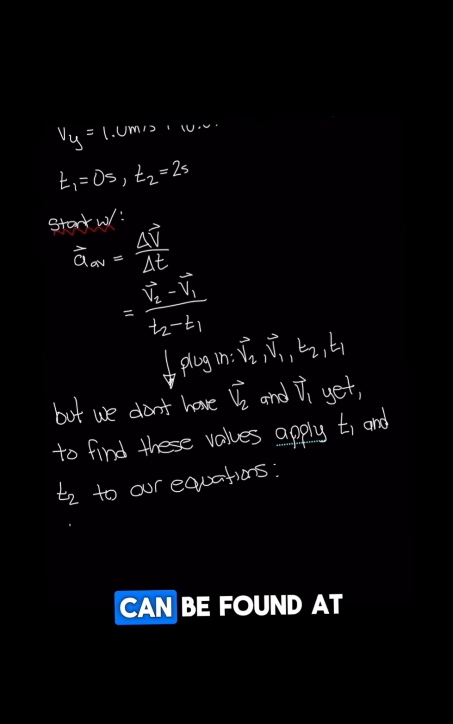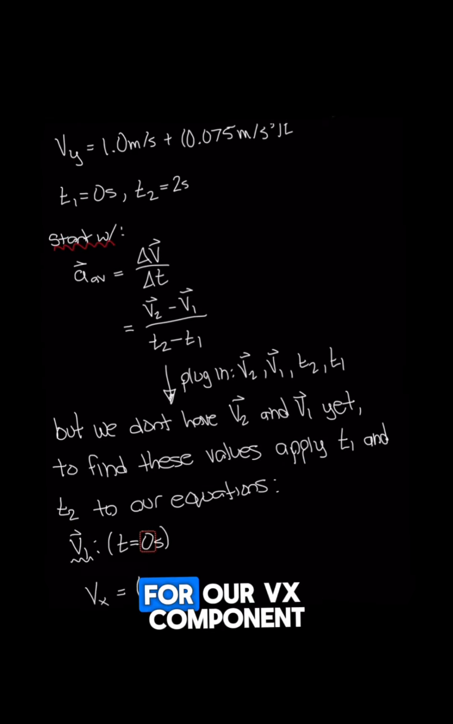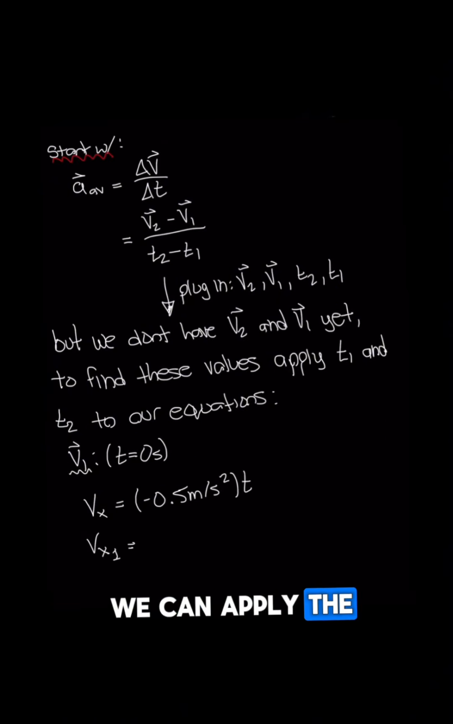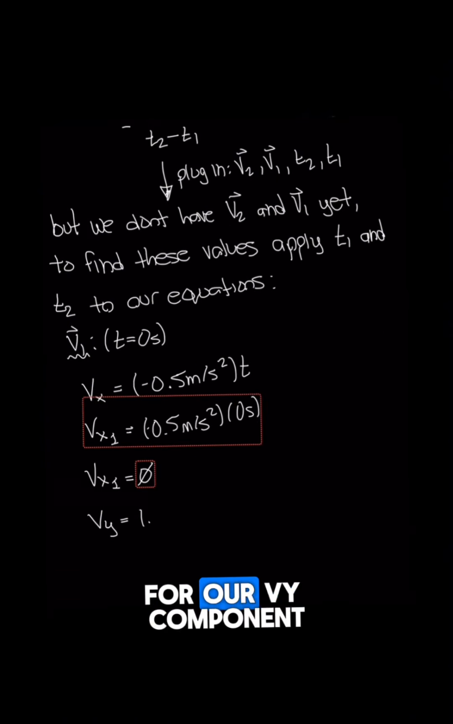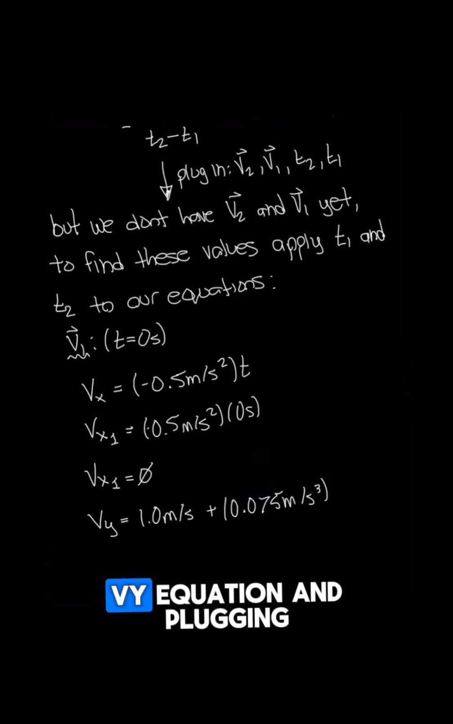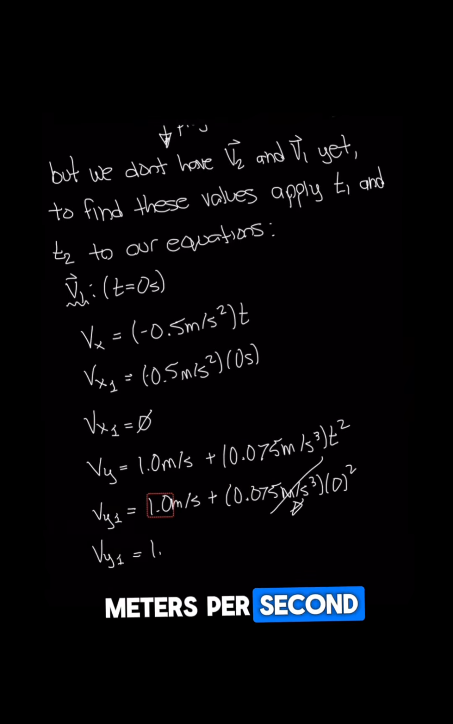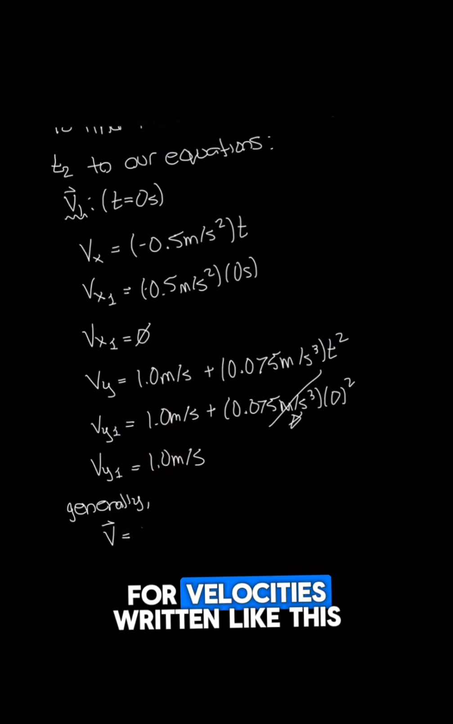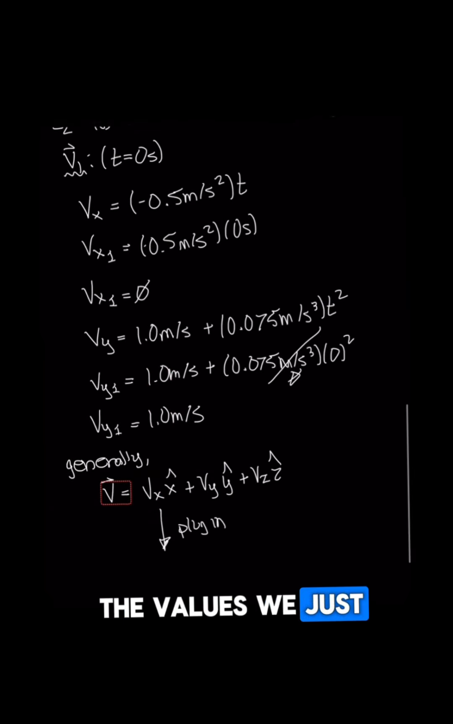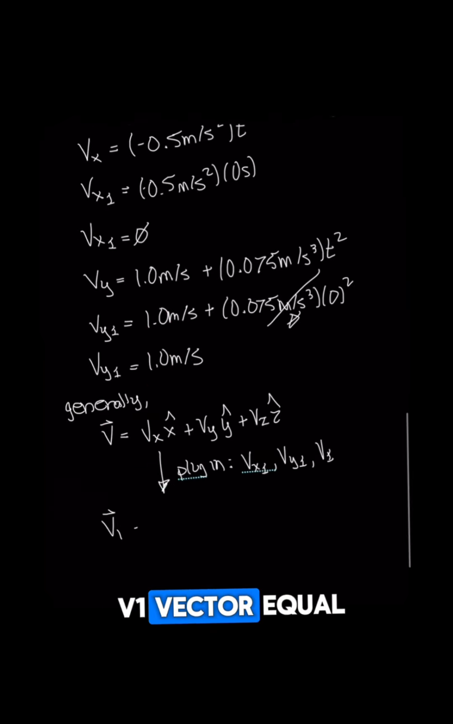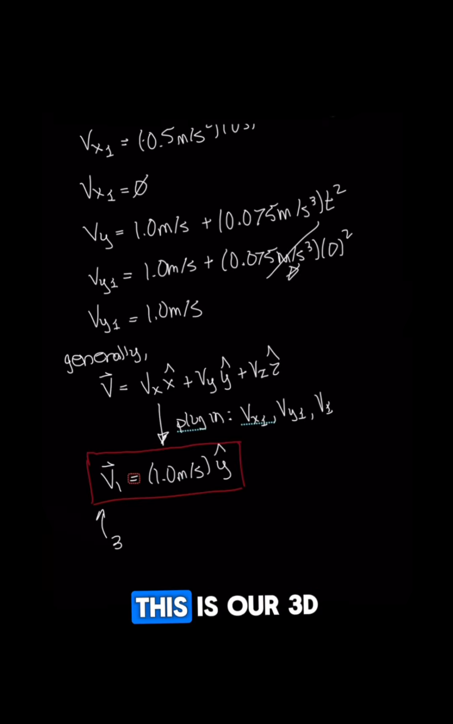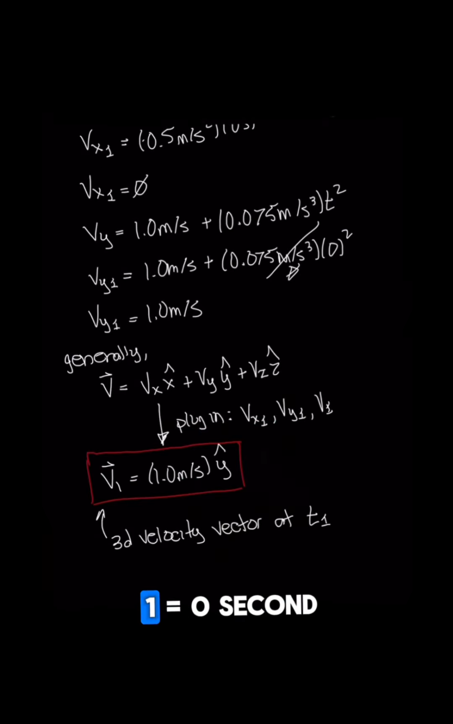So our v1 vector can be found at time equals 0 seconds. For our vx component, we can apply the vx equation, and we get 0. For our vy component, we can apply the vy equation and plugging in 0 for our time, and we get 1 meters per second. Generally, a 3D equation for velocity is written like this. If we plug in the values we just found here, we can get our v1 vector equal to 1 meters per second in the y. This is our 3D velocity vector at time 1 equals 0 seconds.